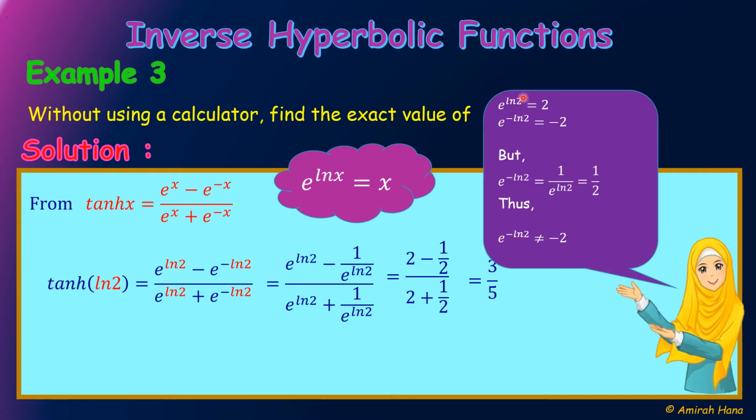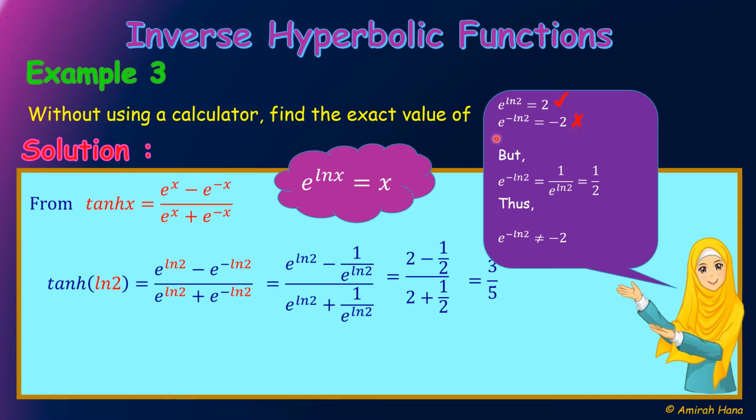Now let us see this. If we have e to the power of ln 2, it equals 2. And how about e to the power of negative ln 2? Sometimes students write e to the power of negative ln 2 equals negative 2. But the first row is correct and the second row is wrong. So you need to be careful.